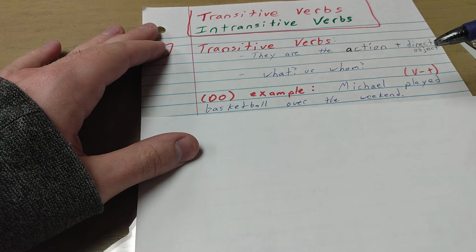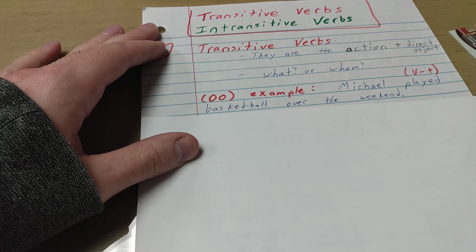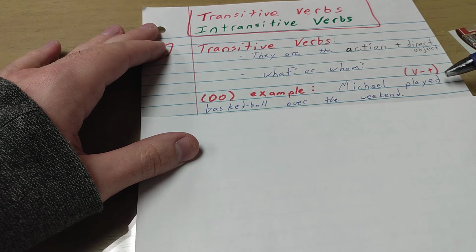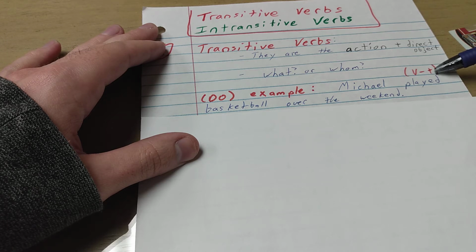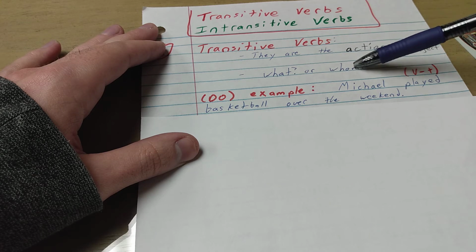So when you have a transitive verb, you pretty much look for the verb in the sentence, which in this case, it is the word played. Right? That is the verb because you can play. You just did it past tense. But this specifically is a transitive verb, which is labeled as V-T. And you ask yourself, what or whom?